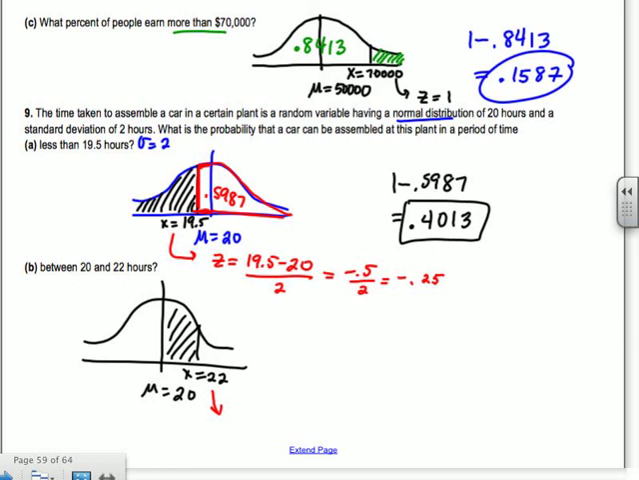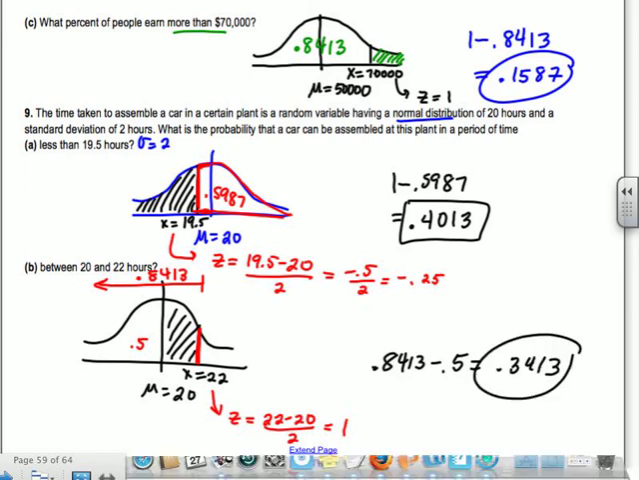All right, so z is going to be 22 minus 20 over standard deviation of 2. So 2 over 2 is 1. If you look up 1 on your table, what do you get? 0.8413. Okay, that's everything up to my z-score of 1. But we don't want all of that. We want to subtract out this piece right here, which we know is 0.5. So I'm going to have 0.8413 minus 0.5, so you get 0.3413, and that's your answer.